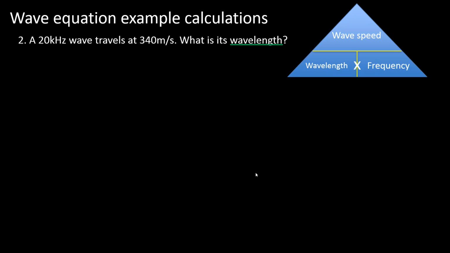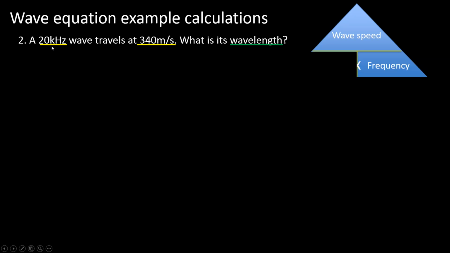First things first, again, find out the quantity we're trying to find. This time it's wavelength. So we cover up wavelength, and the triangle tells us that what we need to do is wave speed divided by frequency. So here are the other 2 numbers in the question. We've got 20 kilohertz and 340 meters per second.